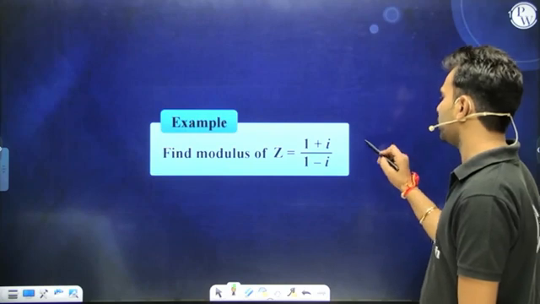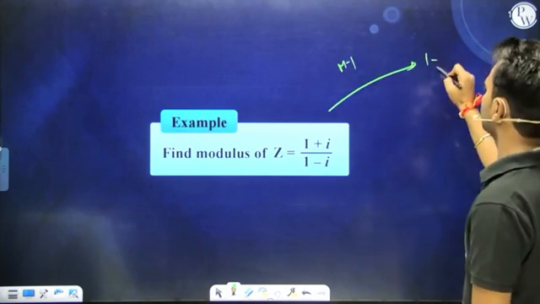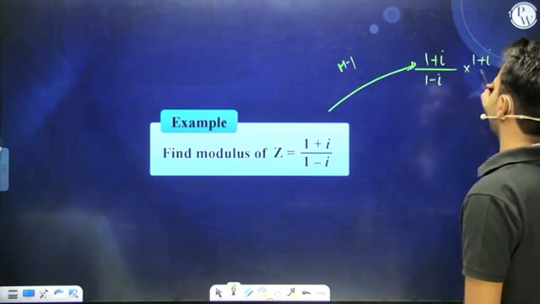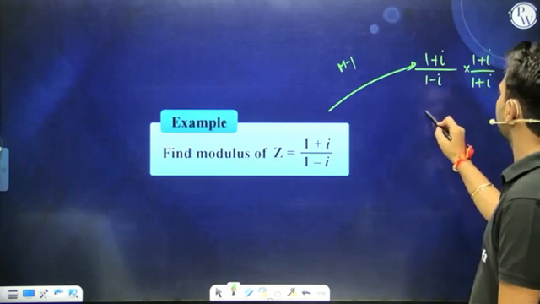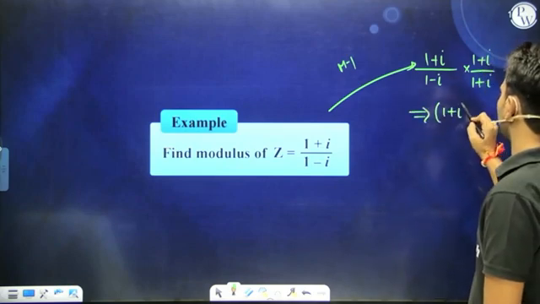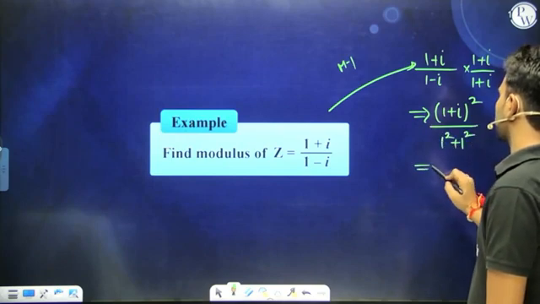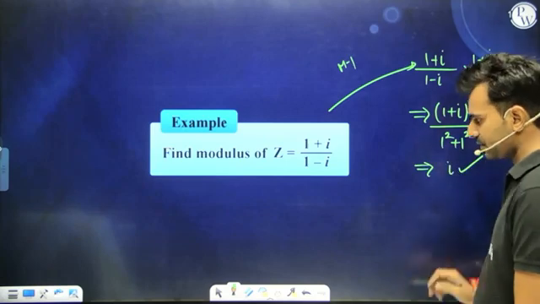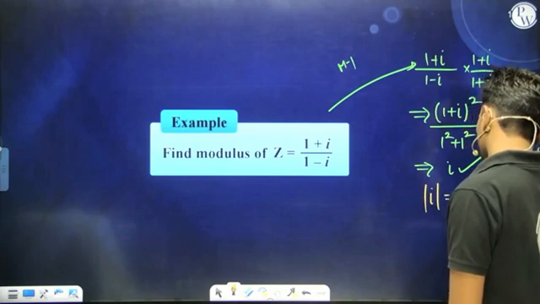Okay. Moving ahead, let's say you want to find the modulus of this. Now one way is, method 1, that is going to be a bit lengthy, which a lot of people used to do. 1 plus iota upon 1 minus iota. What we're going to do is multiply in the numerator and denominator by 1 plus iota. Then it is going to be 1 plus iota whole square over 1 square plus 1 square. So it is going to be 2 iota over 2, that is iota. One way is this. And then finding the modulus of that, modulus of iota is equal to 1.